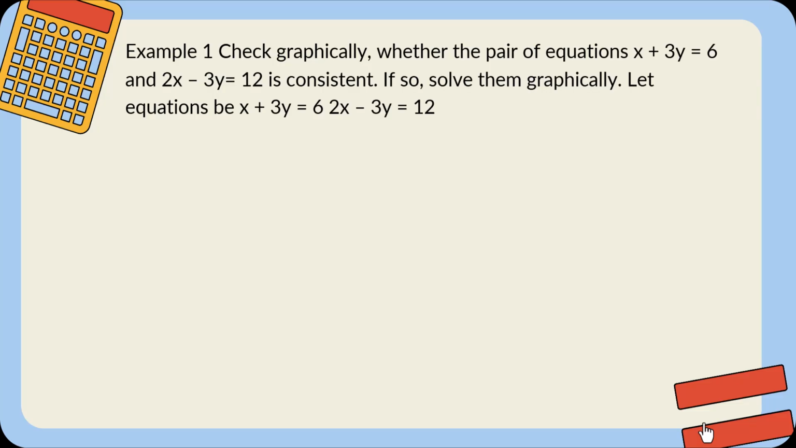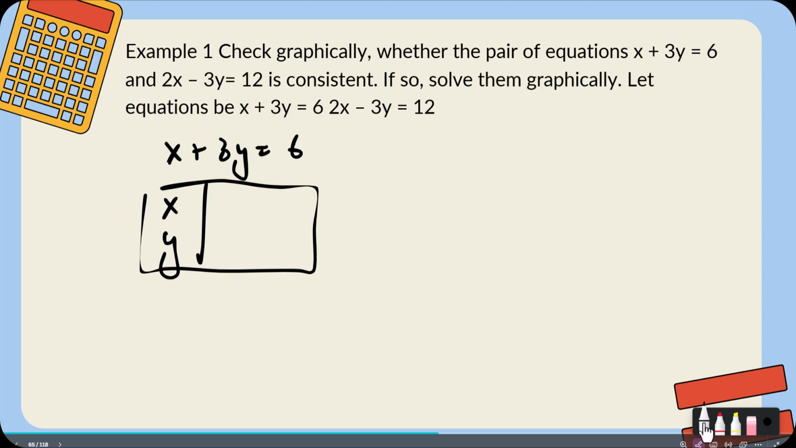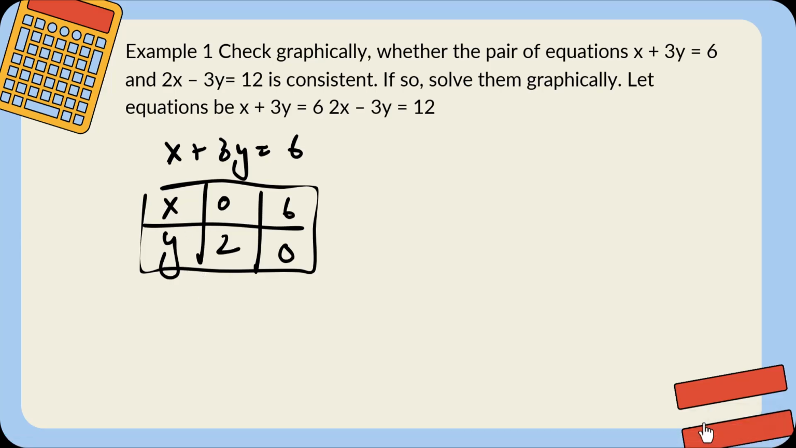So let's see how we can do this. Very simple. We'll draw the graph, right? To draw the graph, I should find x and y. So try it out. What will be x and y? Try with x = 0. Then y will become 2. If you try with y = 0, x will become 6. So we got the 2 points. If we get the 2 points, we can get the line.